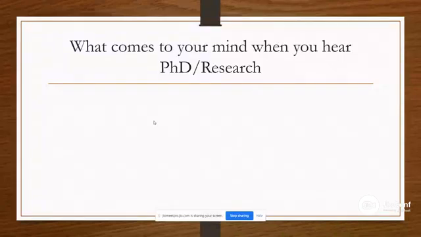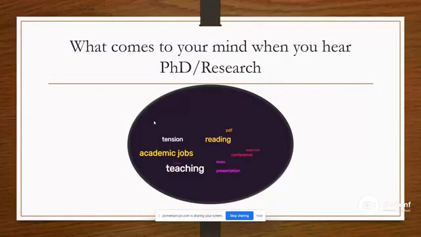We have asked so many people, and this is what the chart looks like. When people hear about PhD, they basically think about academic jobs, they think about teaching, they think about reading, they think about PDF files, they think okay, we have to download files, we have to read them. That is what it will be all about. They think about presentations, conferences, they think about the supervisor, the relationship with the supervisor, they think about the label doctor. So these are all the things which come into our mind.